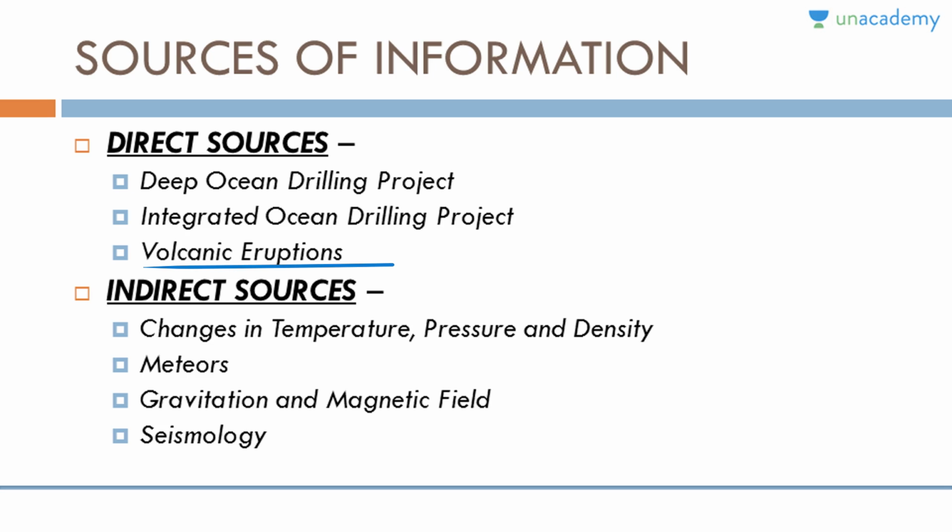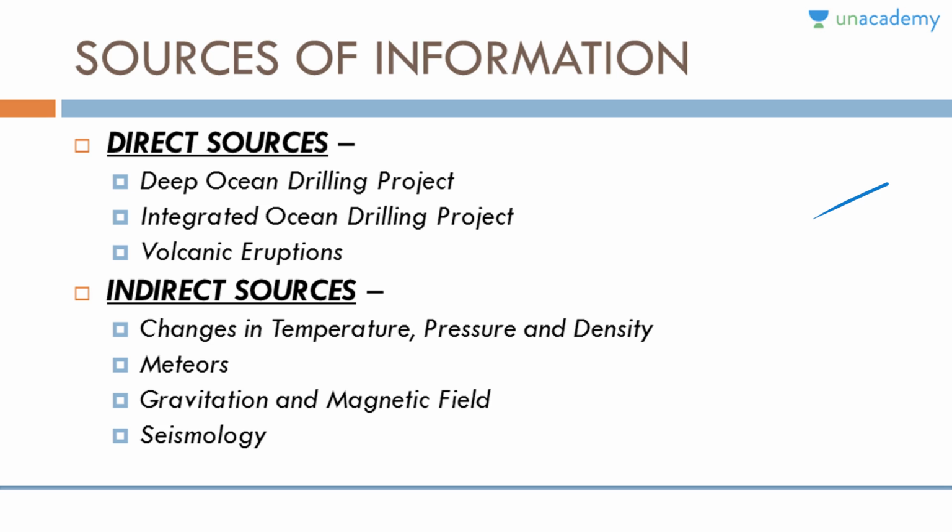The indirect source includes changes in temperature, pressure and density. While we go down the surface, normally the temperature increases by 1 degree Celsius for every 32 meters of depth. But this rise in temperature is not uniform. For the first 100 kilometers, the temperature rises by 12 degrees Celsius per kilometer, and then by 2 degrees Celsius per kilometer for the next 300 kilometers, and then by 1 degree Celsius per kilometer of depth.